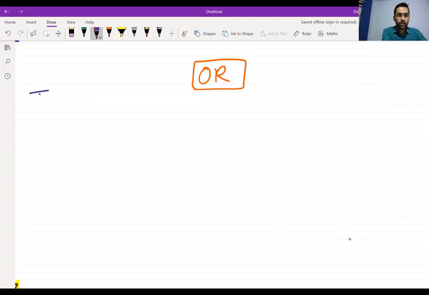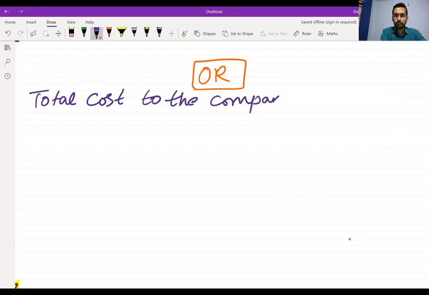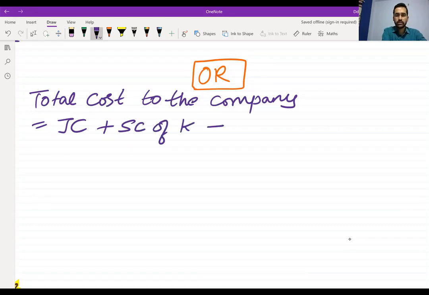Start writing. Total cost to the company is equal to, tell me, joint cost plus separate cost of K plus separate cost of G. Am I right? How much is joint cost? That is 20,000 plus 14,000 plus 5,000. That was 39,000.